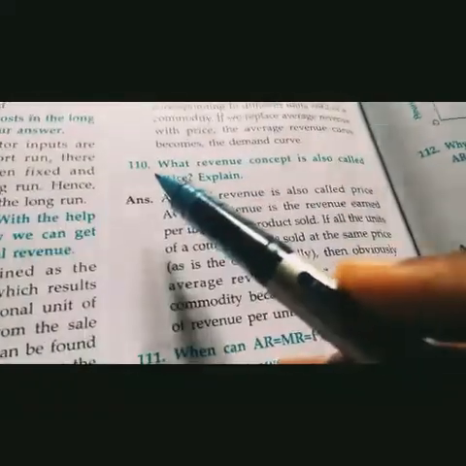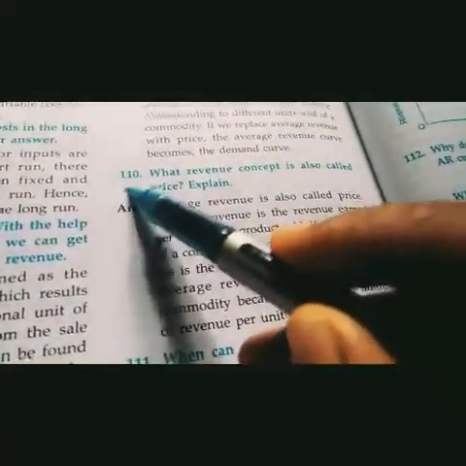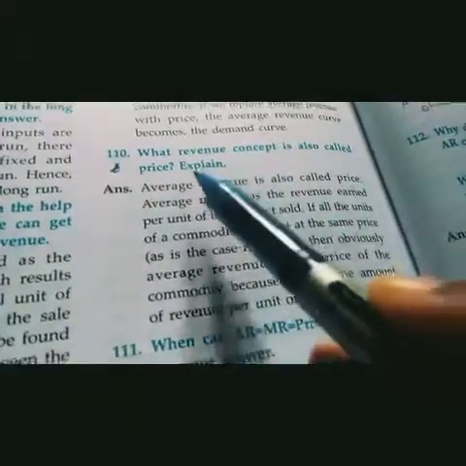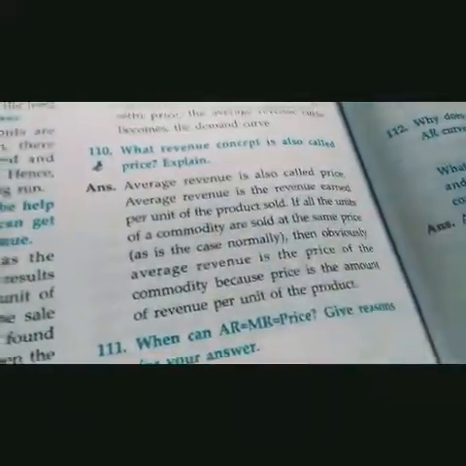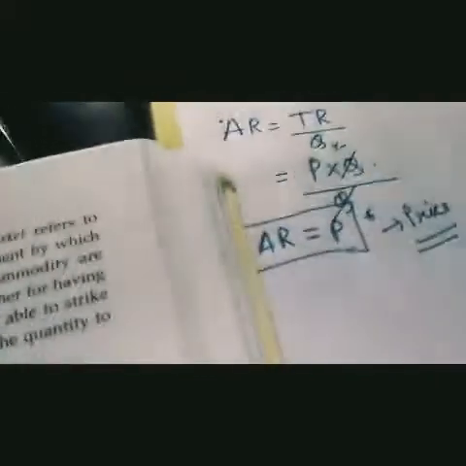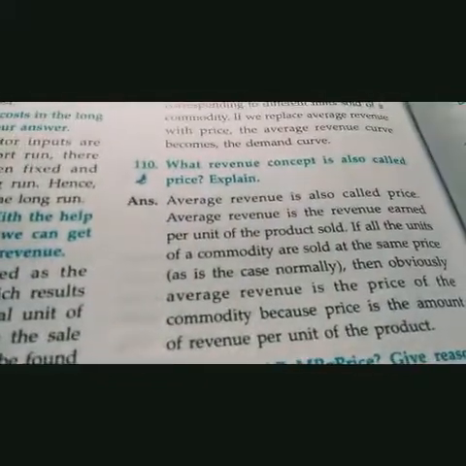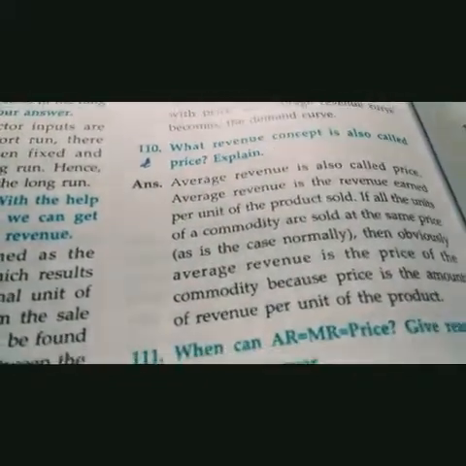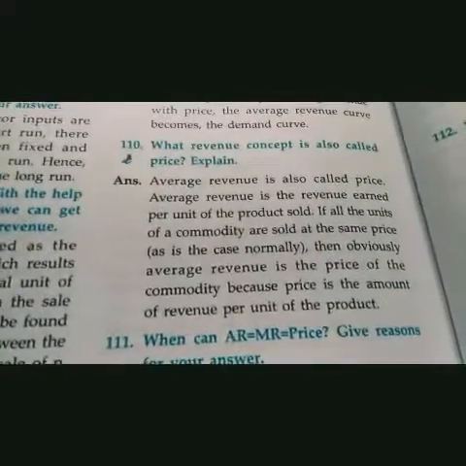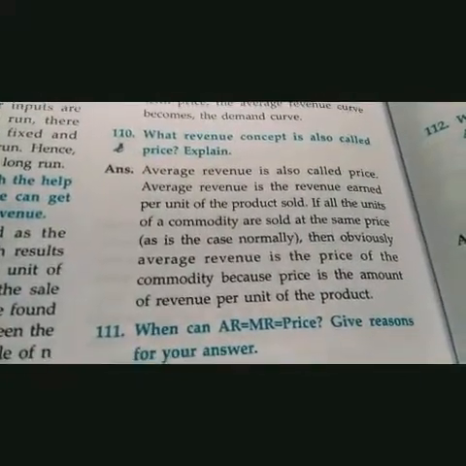This question we have described just now. You can describe it in words also: why is average revenue called price? You can describe like this also, just what we have described, in words. The question is, why is the average revenue curve called price? Because the average revenue curve is also called price, because average revenue is the revenue earned per unit.